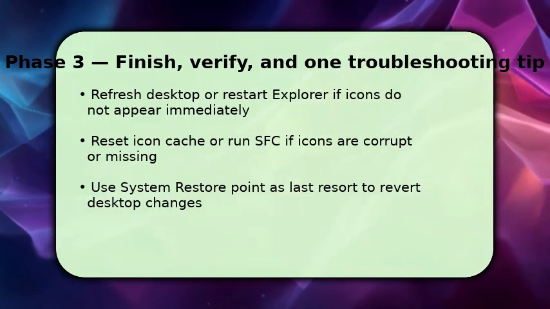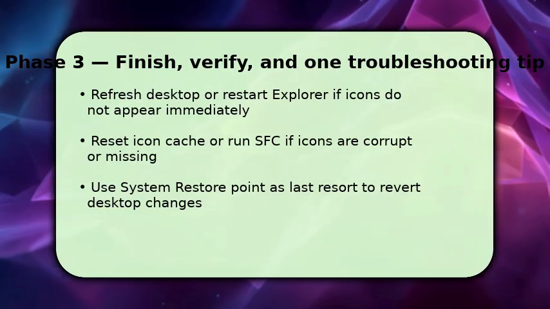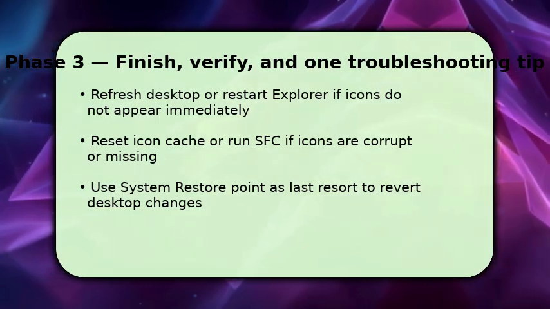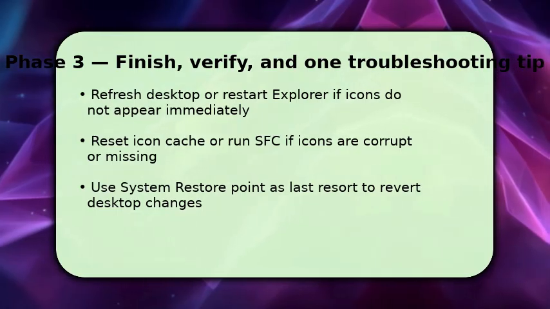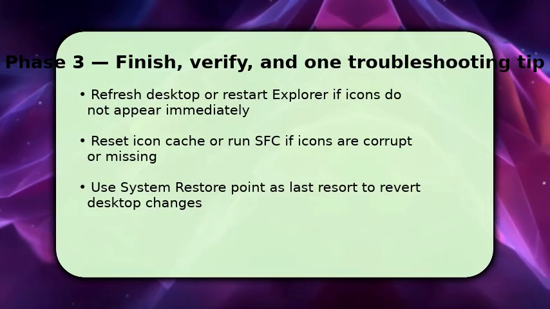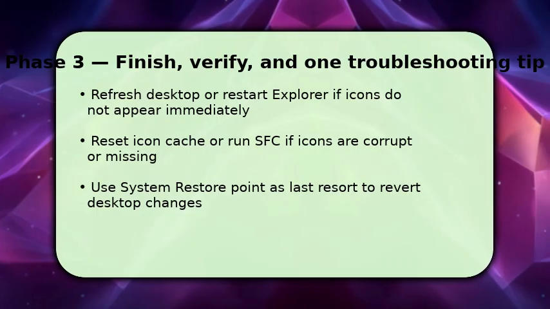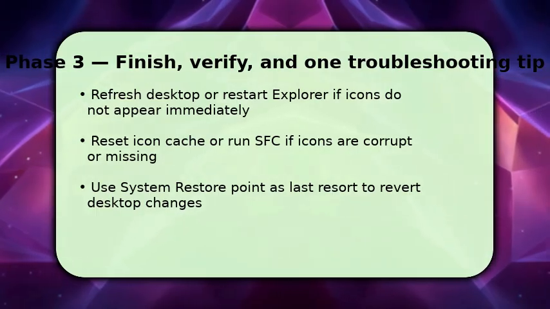If icons remain missing or look wrong, rebuild the icon cache or run System File Checker to repair system files. Make sure to double-check your user profile and permissions if changes revert. If nothing fixes it, use a recent system restore point. This is a safe fallback that returns system settings without losing personal files.